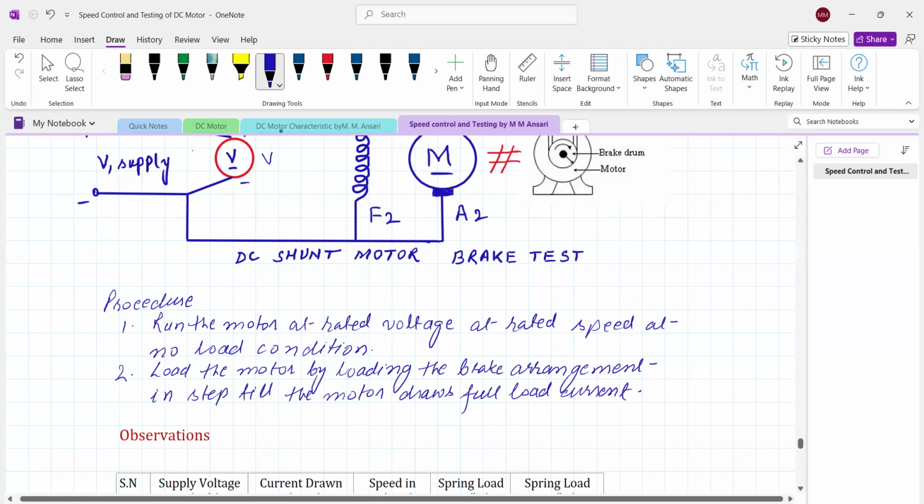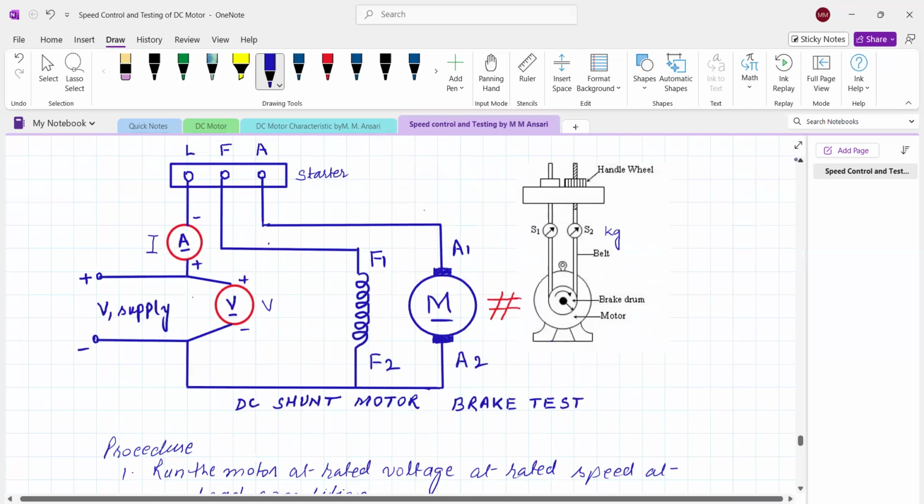Once we run the motor at no load condition, we will find there is a rated voltage and a small current is going to flow. It will draw a small current at no load condition. But as soon as we load the motor by adjusting the spring balance, one or both, there is more friction over the belt and pulley and the motor current keeps increasing. This increase in current indicates that actual loading is there.